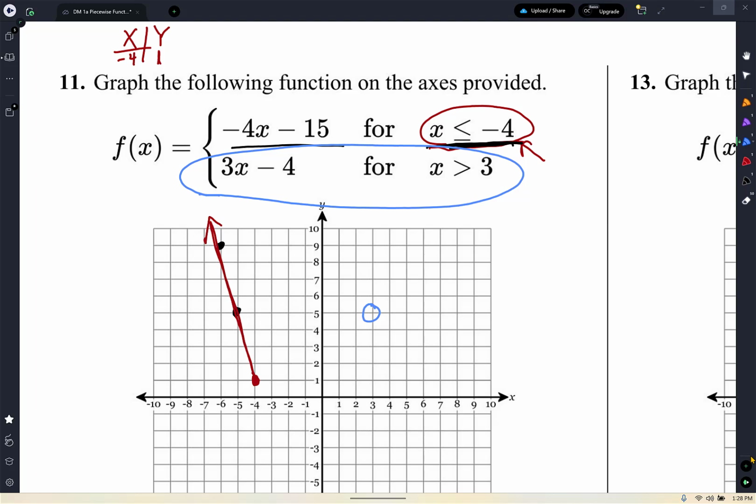What's my slope? 3. So I'm going to go up 3 and to the right 1. 1, 2, 3, right 1. So I have a point at 4, 8. 1, 2, 3, right 1. Boom. And there it is, guys.